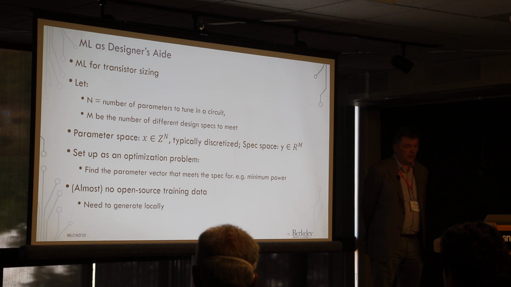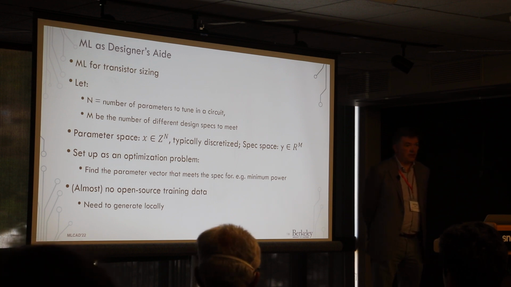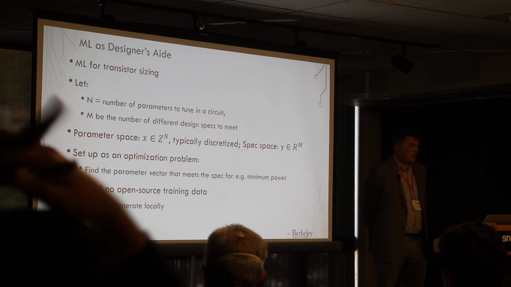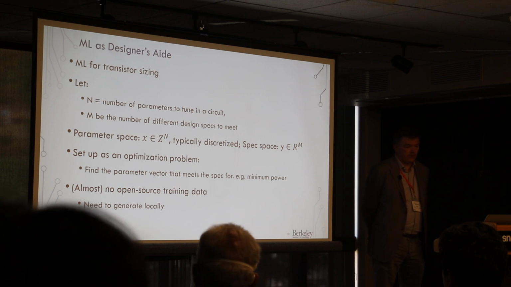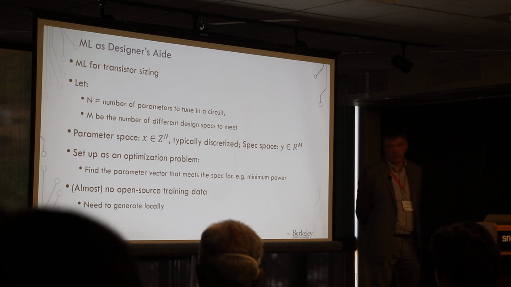And then we have a number of design specs that we would like to meet. We would like to search the parameter space, which we will typically discretize, widths and lengths, because they have to be discretized in these modern processes. We evaluate the circuit performance such that it meets these specs with a minimum of power. This is typically set for every design as an optimization problem, so we try to find the parameter vector that meets the spec for minimum power.